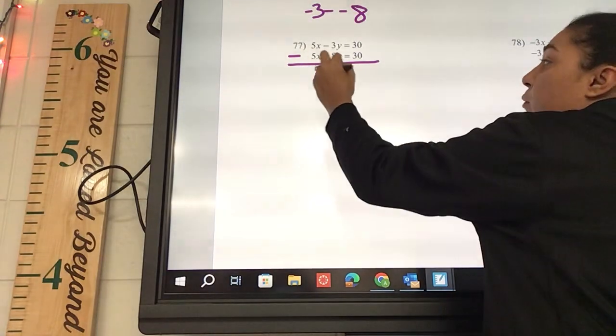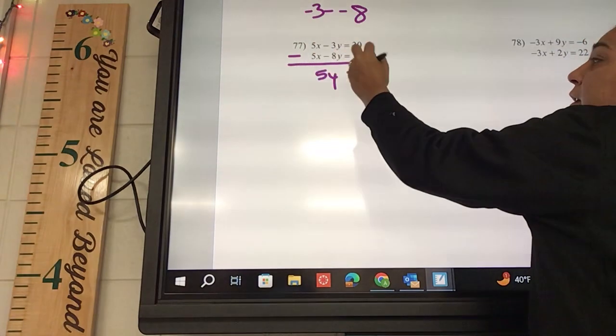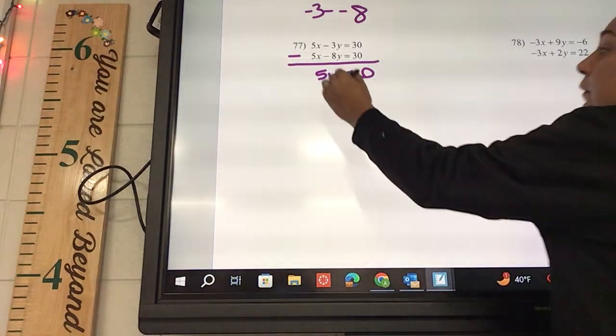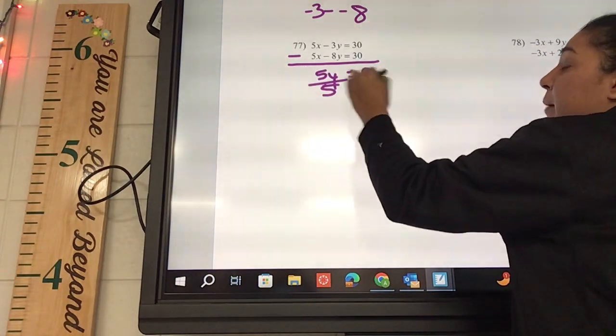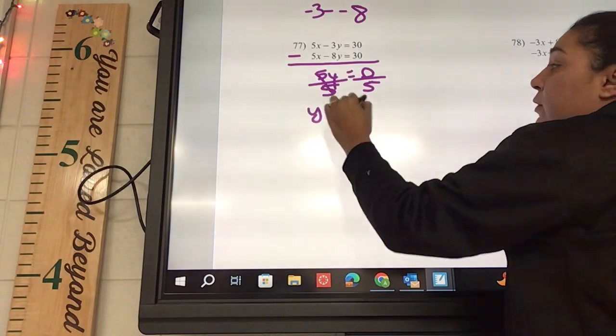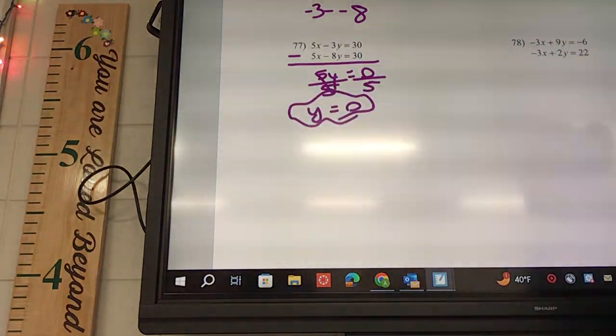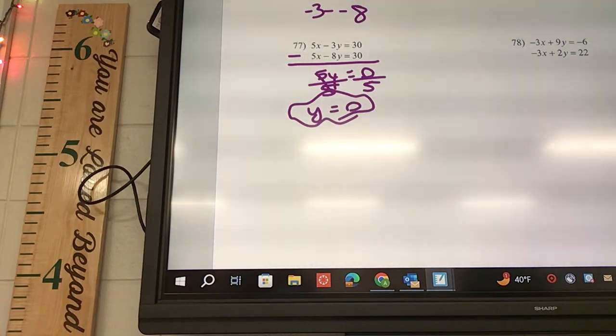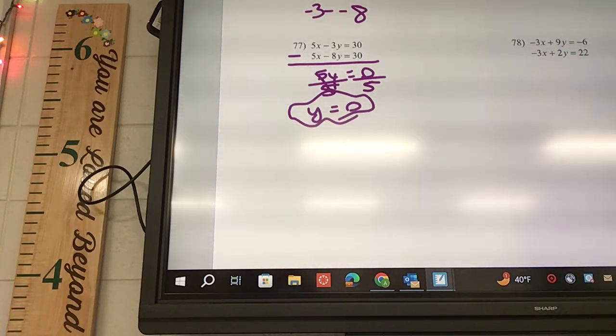So it's really going to be 5y, and then 30 minus 30 is going to be 0. We're going to divide both sides by 5, and I'm going to get y equals 0. Again, at this point, look through your answers, and whatever one has a y of 0.